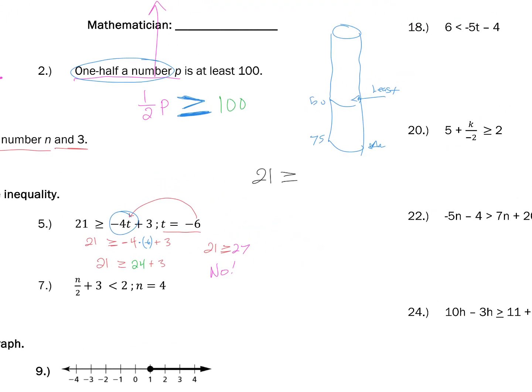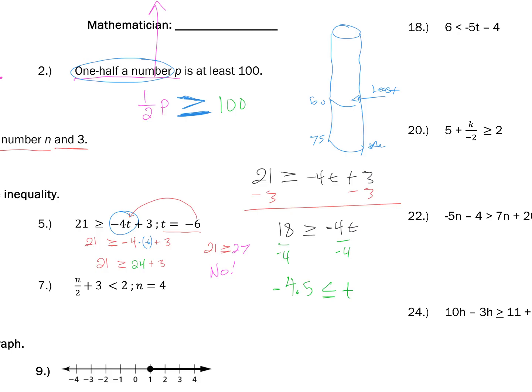21 is greater than or equal to -4t plus 3. Okay, I'm going to subtract 3 from both sides. And I get 18 is greater than or equal to -4t. Okay, cool. Divide both sides by -4. So here is where we have divided. And let's see, that is, I think, 4.5. -4.5 is greater than or equal to, just kidding, is less than or equal to t.